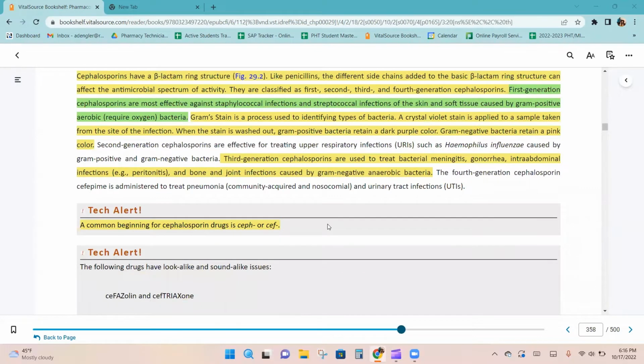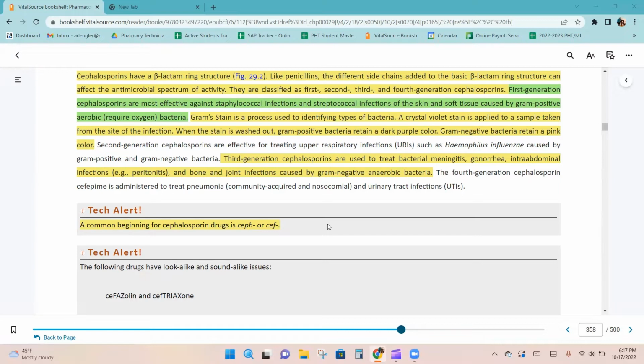Cephalosporins have a beta-lactam ring structure. Like penicillins, the different side chains added to the basic beta-lactam ring structure can affect the antimicrobial spectrum of activity. They are classified as first, second, third, and fourth generation cephalosporins. First generation cephalosporins are most effective against staphylococcal infections and streptococcal infections of the skin and soft tissue caused by gram-positive aerobic bacteria.